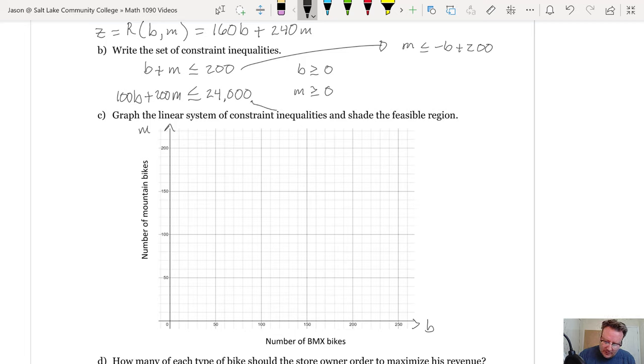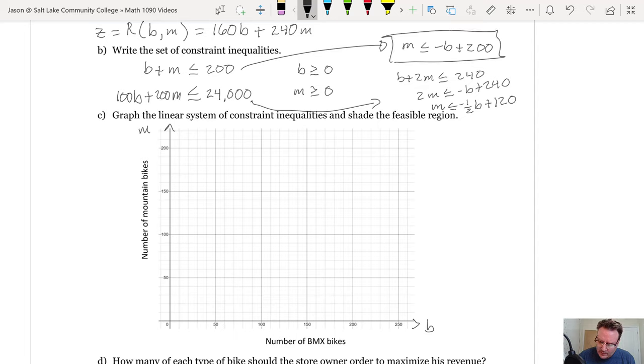All right, and then if I solve this, oh, you know what? First, I'm going to simplify this inequality by dividing both sides of the inequality by 100, and then I get B plus 2M is less than or equal to 240. Okay, solve this for M. I get 2M is less than or equal to negative B plus 240. And so M is less than or equal to negative 1/2 B plus 120. Okay, so these are the two inequalities put into slope-intercept form, so I can graph them much more easily.